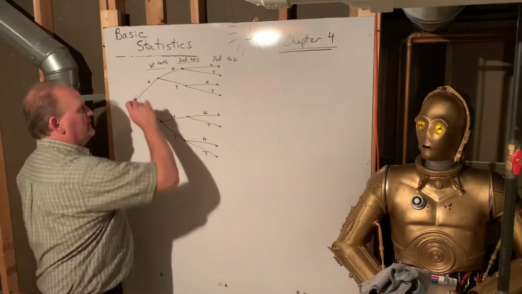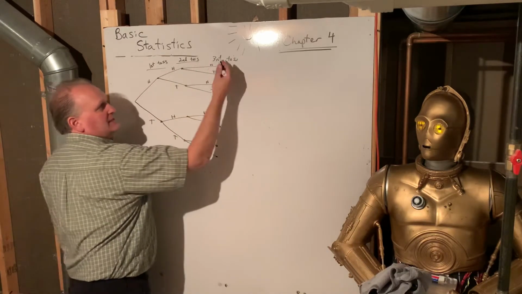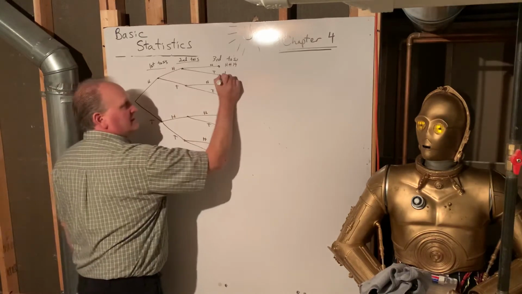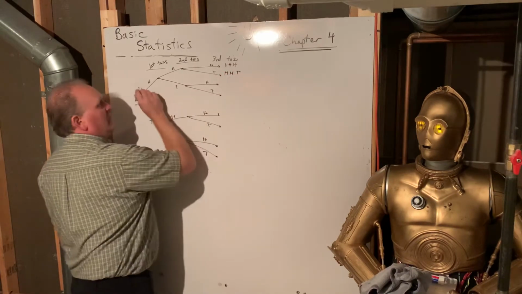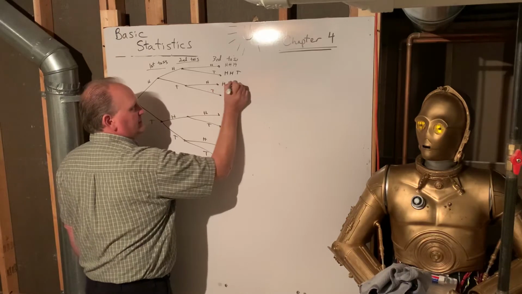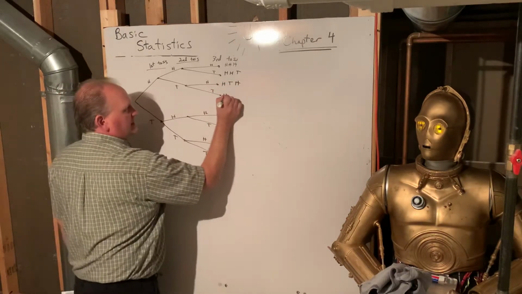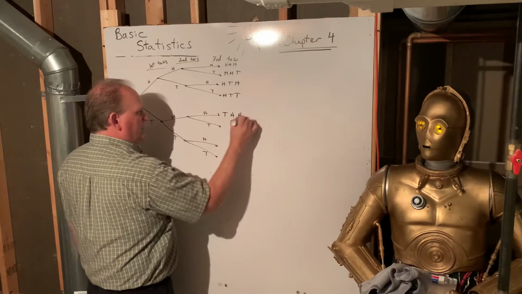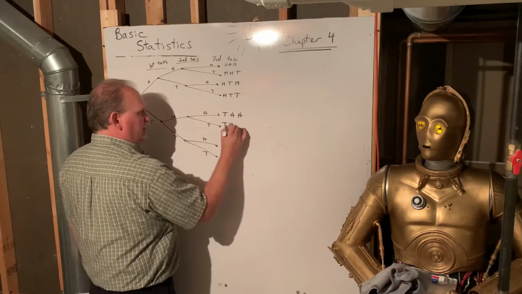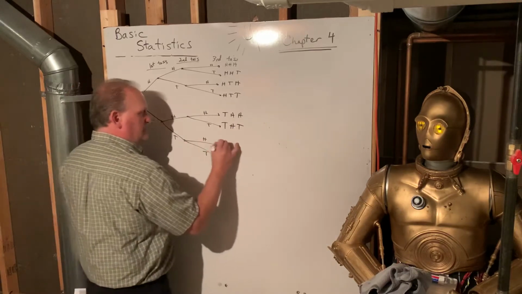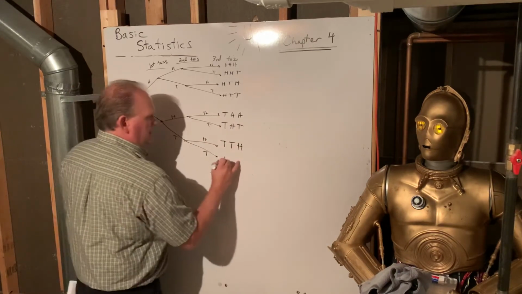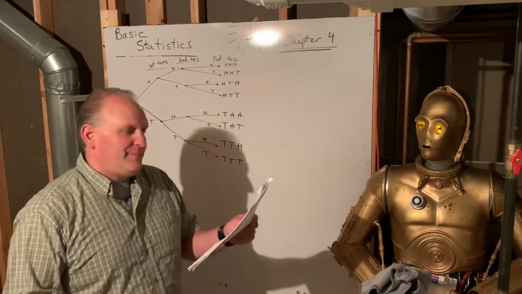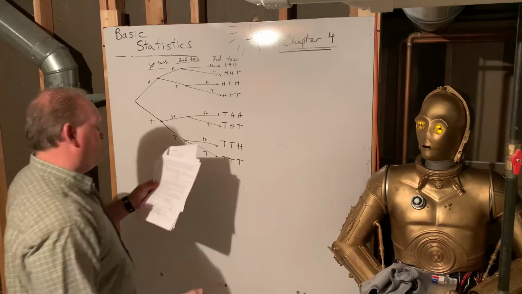And so if this happened, heads, heads, heads. So that's what's at the end of this branch. Heads, heads, tails. Heads, tails, heads. Heads, tails, tails. Tails, heads, heads. Tails, heads, tails. Tails, tails, heads. And tails, tails, tails. So there's actually 8 distinct possible outcomes when you toss a coin 3 times.